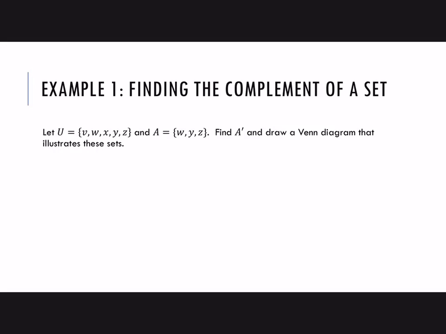Okay, so to find a complement, we look at the universal set and we basically disregard anything that's in set A and see what's not in A. All right, so I'm just going to cross off things that are in A, W, Y, and Z. And then whatever's left is a complement. So A complement is the set containing V and W. Oh, I'm sorry, V and X.